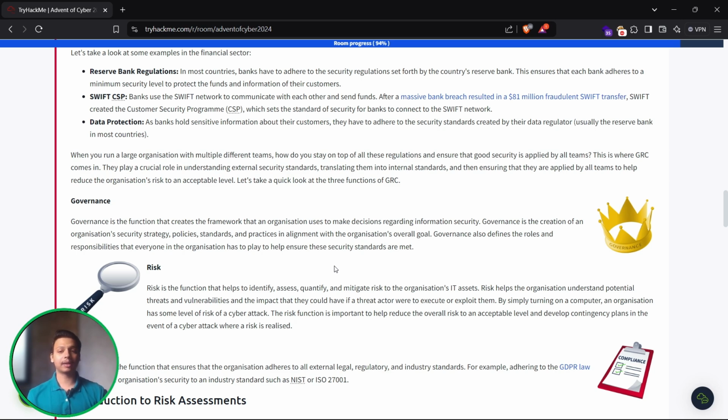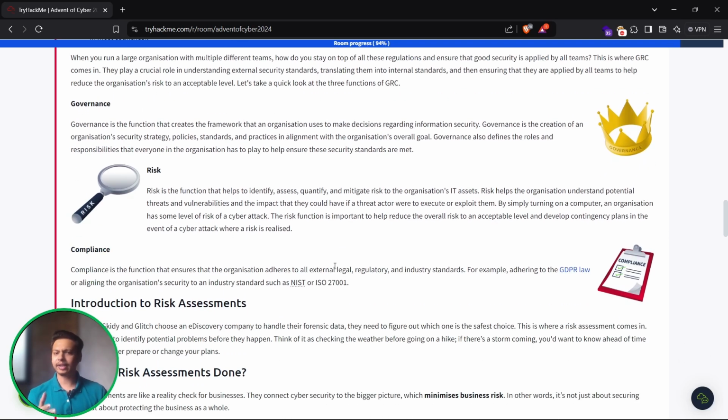This is where GRC comes in. They play a crucial role in understanding external security standards, translating them into internal standards, and then ensuring that they are applied by all teams to help reduce the organization's risk to an acceptable level. Let's take a quick look at the three functions of GRC: governance, risk and compliance.